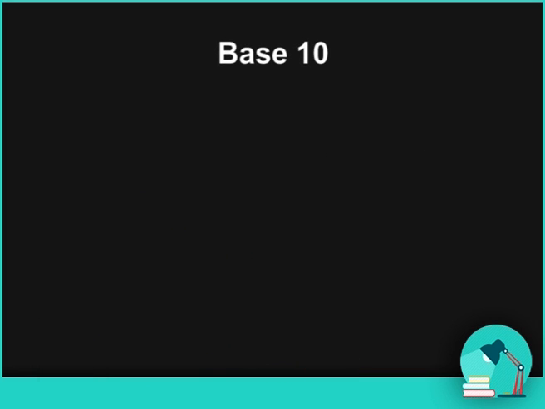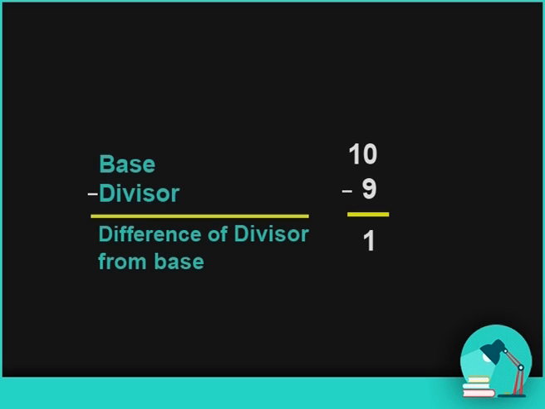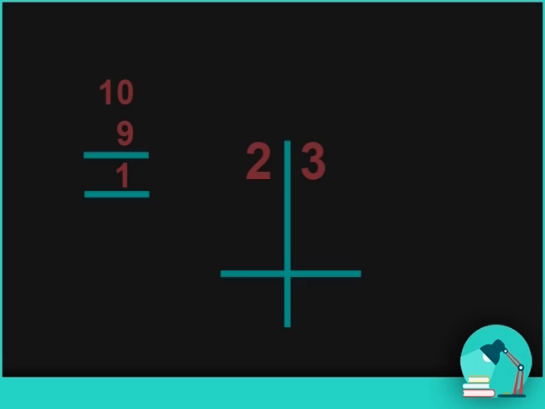Next, since the base 10 has one zero in it, we divide the dividend 23 in such a way that the right-hand side has one digit. You will take the difference of the base and the divisor and write it as shown to you. Let us write down the dividend, divisor and the base according to the format and solve the division.